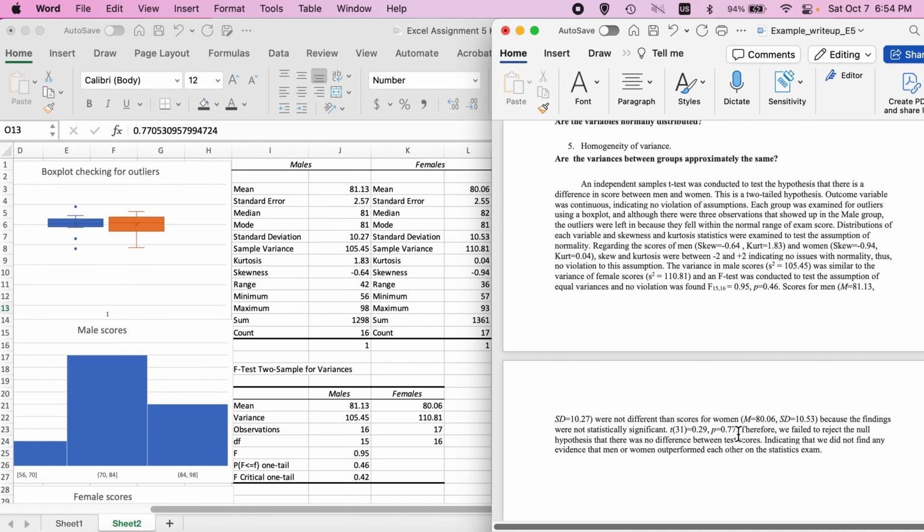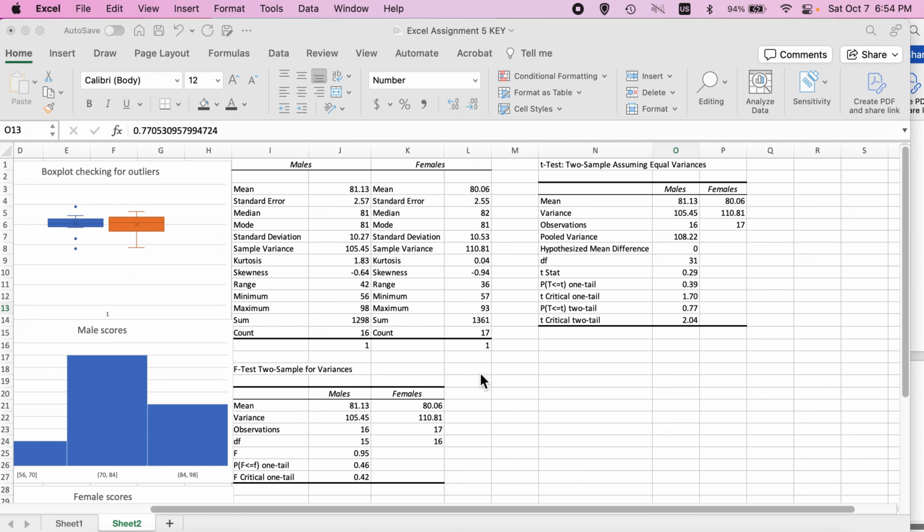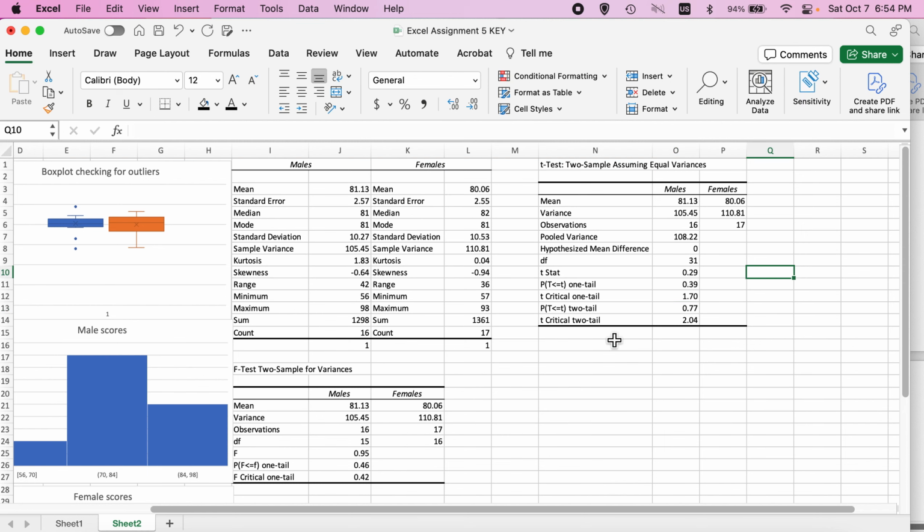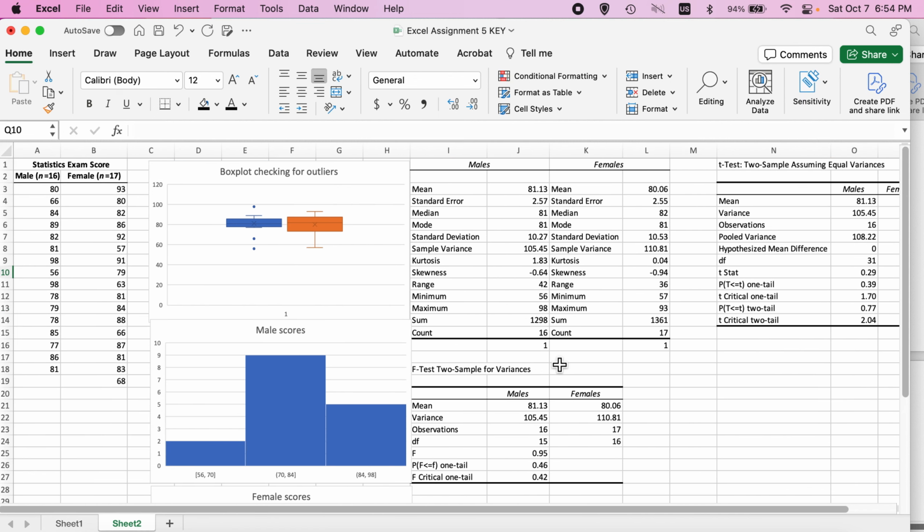So because this p-value was larger than our acceptable p-value of 0.05, we failed to reject the null hypothesis that there's no difference between these scores. So we did not find evidence that men or women outperformed each other on the statistics exam. So, that makes sense, right?